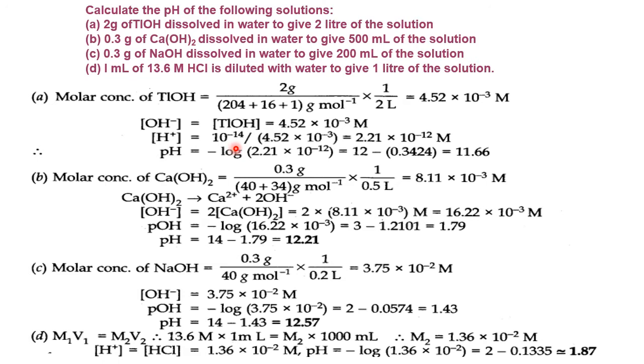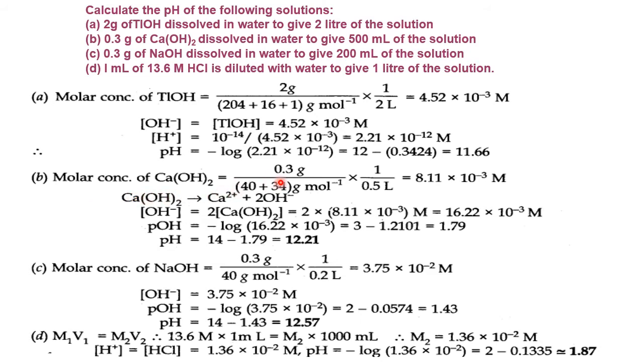Just like in the previous example you have seen. So after simplification, H plus concentration becomes what? 2.21 into 10 to the power minus 12. Then we substitute in the pH formula, and after simplification using the log table, the answer is 11.66.